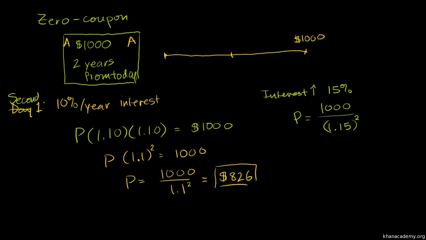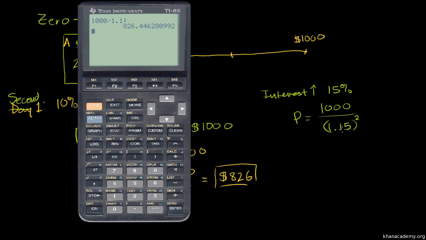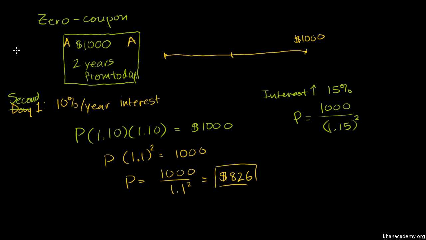Bring out the calculator. I think you have a sense. We have a larger number now in the denominator, so the price is going to go down. So let's actually calculate the math. $1,000 divided by 1.15 squared is equal to $756, give or take a little bit. So now the price has gone down. The price is now $756. This is how much someone's willing to pay in order for them to get a 15% return and get $1,000 in 2 years, and essentially for it to be a 15% return.